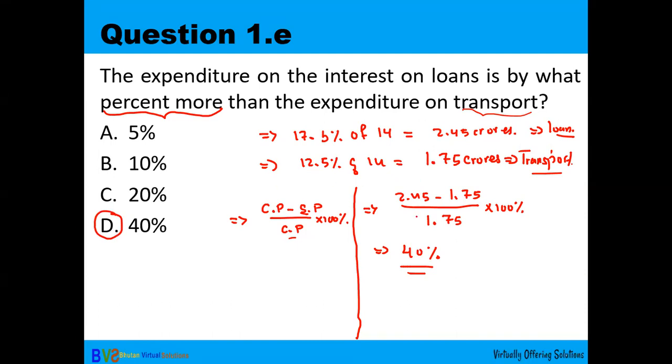If you had divided 2.45 minus 1.75 by 2.45 times 100%, you would get about 28%, which is not in the options. But you should know which base to use. You have to understand that, and then you can find the answer.